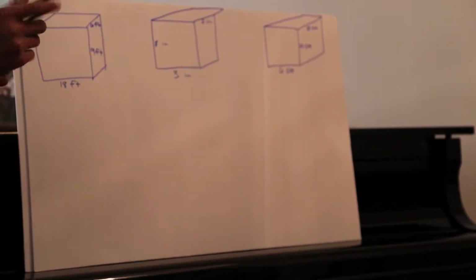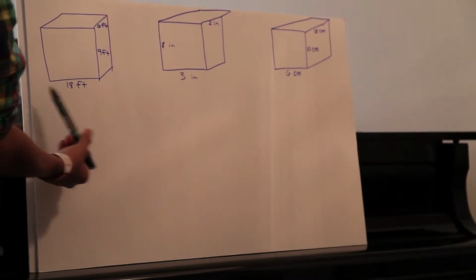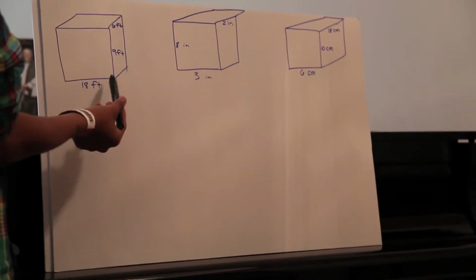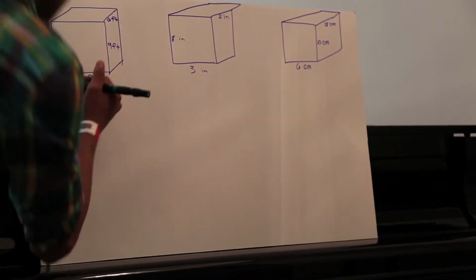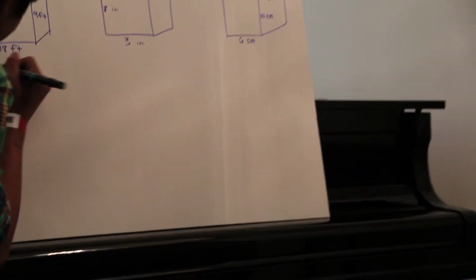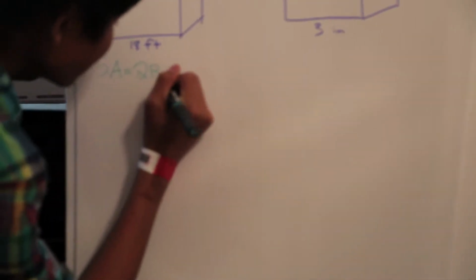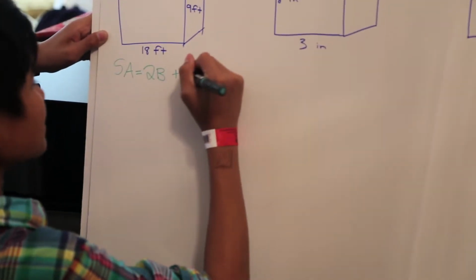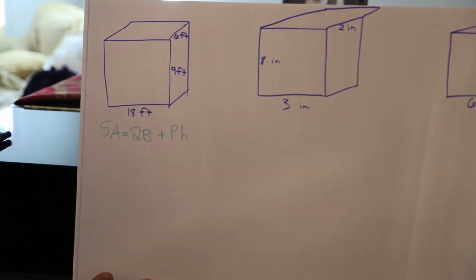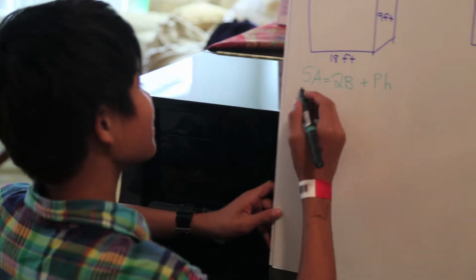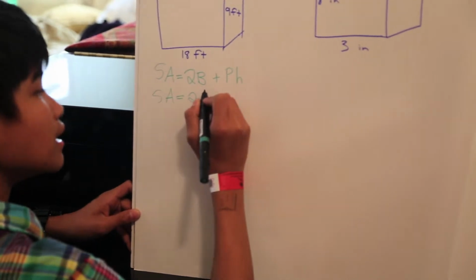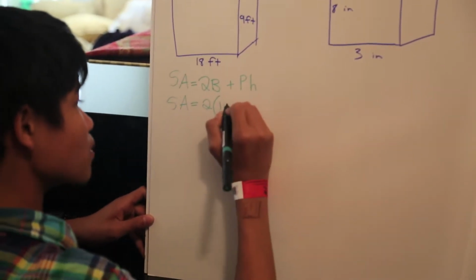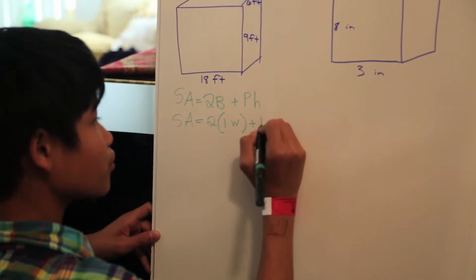Our first prism: the length is 18 feet, the height is 9 feet, and the width is 6 feet. So let's do a formula. SA equals 2B plus PH. Now you gotta write this exactly the way it is, with capital letters and lowercase letters exactly, okay? Then SA equals 2 times the quantity of length times width plus perimeter times height.